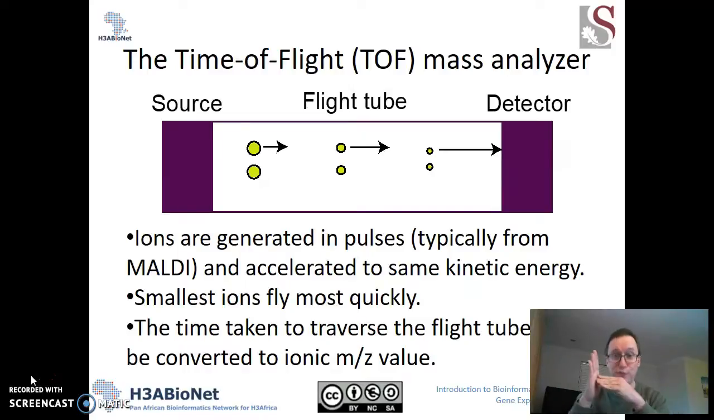As they hit the finish line, so to speak, they're hitting a detector. And this is sort of like an electron multiplier. The arrival of an ion kicks loose an electron. That electron kicks loose more electrons, and those electrons kick out more electrons. So, in effect, the arrival of an ion is going to produce an electrical signal that increases if there are more copies of that ion or decreases if there are fewer.